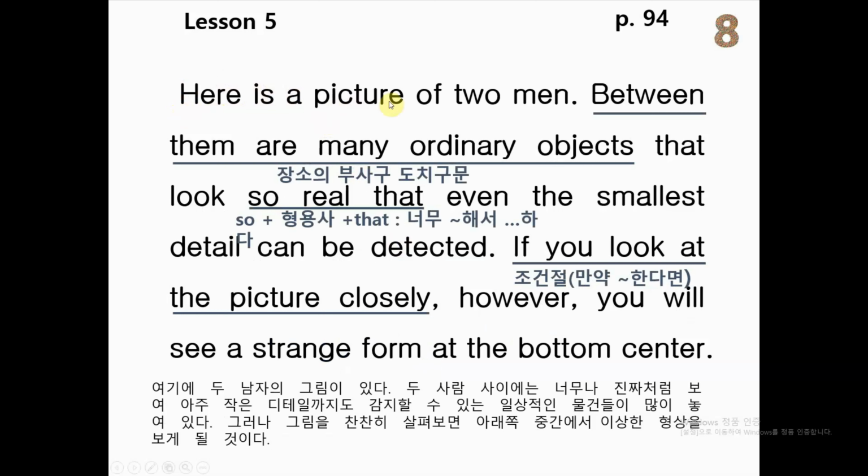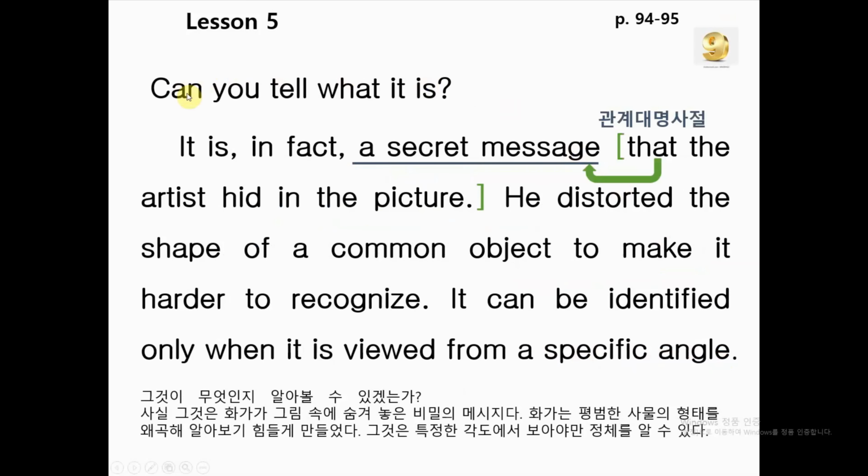Here is a picture of two men. Between them are many ordinary objects that look so real that even the smallest detail can be detected. If you look at the picture closely, however, you will see a strange form at the bottom center. Can you tell what it is?